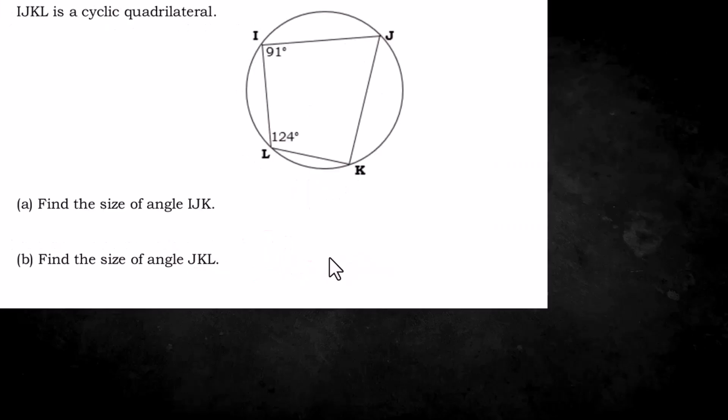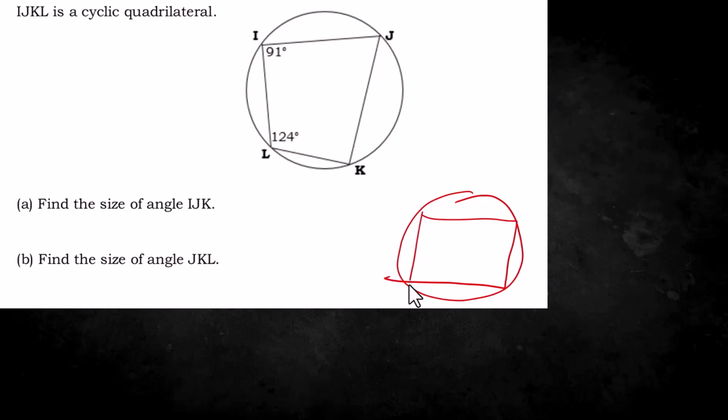Now we have a cyclic quadrilateral. So IJKL is a cyclic quadrilateral. Remember, if this is a cyclic quadrilateral, this side touches the circumference. Now the angle here plus the angle here will be 180. The angle here plus the angle here, when you sum them, will be 180. So x plus y equals 180. M plus n equals 180.